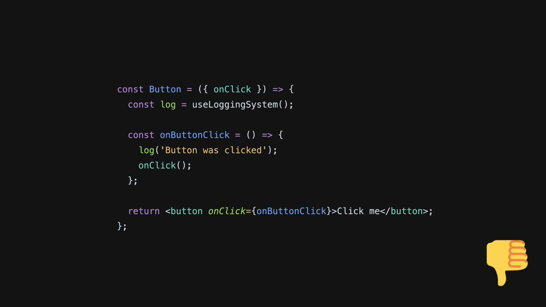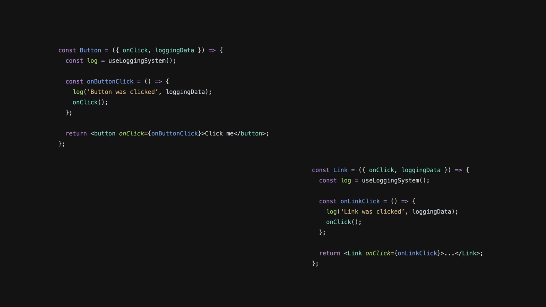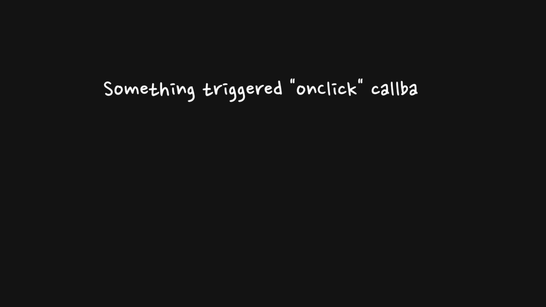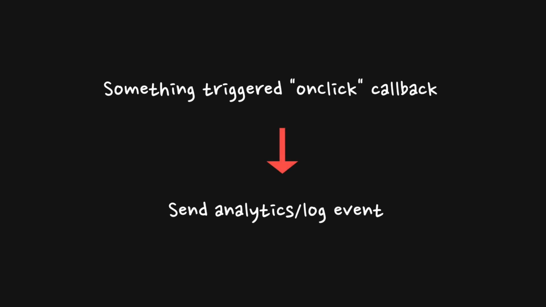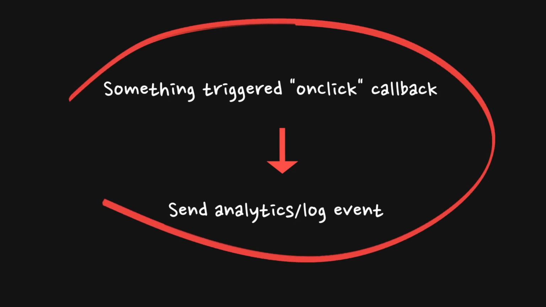Not to mention that I would want to send some data with that event. Where would that come from? From props? Even worse for separation of concerns. And if I want to reuse this logic in another component, I would have to replicate this over and over. What I want, ideally, is to encapsulate this logic: when something triggers the onClick callback, send some events, and then just reuse it in any component I want without changing the code of those components in any way. This is where higher-order components shine.